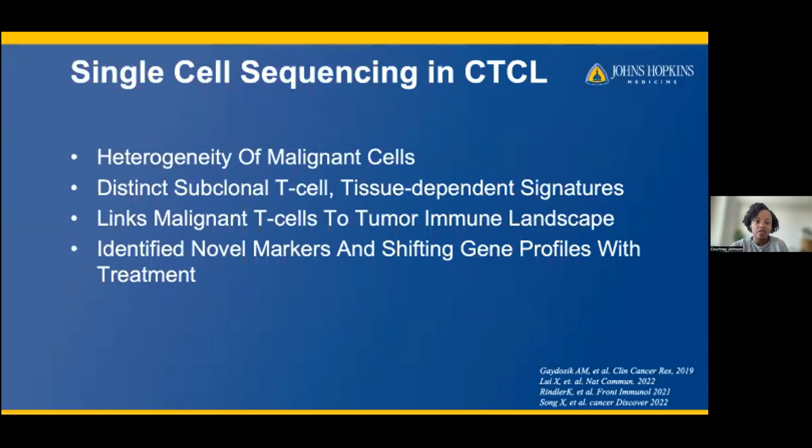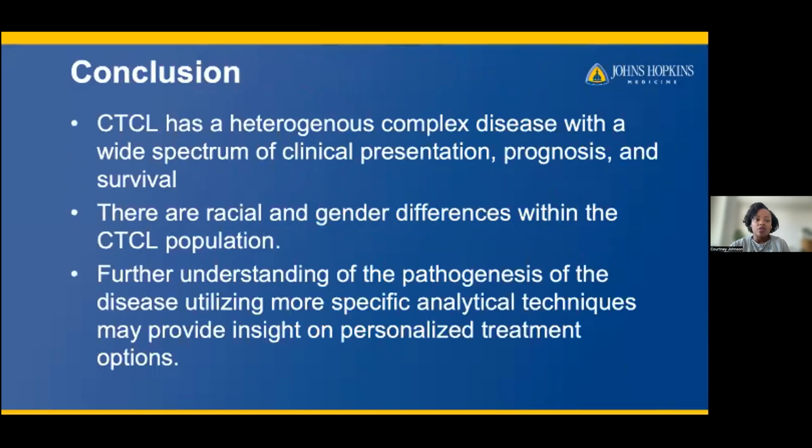So in conclusion, CTCL is a heterogeneous complex disease. It has a wide spectrum of clinical presentation, prognosis, and survival. We know there are racial and gender differences within the population, so we have to keep that in mind when we are caring for these particular patients. And then further understanding of the pathogenesis of this disease really requires more specific analytical techniques that may provide some insight when it comes to personalized treatment options.